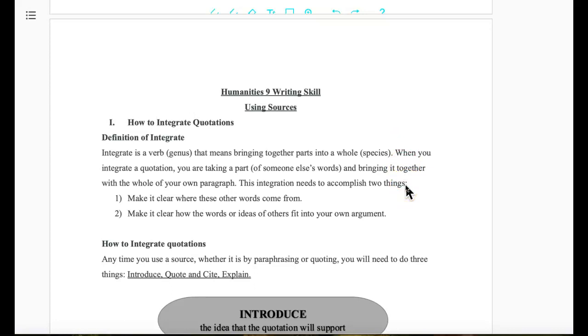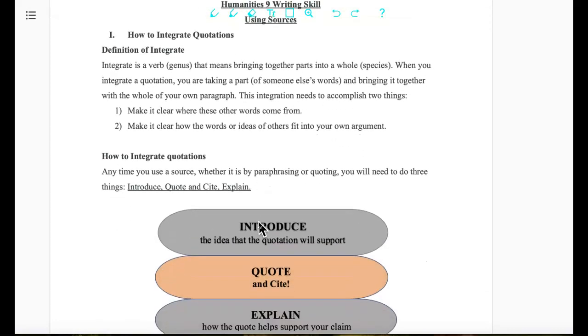This integration has to accomplish two things. First of all, it has to make it clear where these other words are coming from. And second of all, it has to make it clear, and this is very important, how those words, the words of someone else's, fit into your own argument. So notice there's two things that you're trying to do when you integrate a quotation into your paragraph. Number one, make it clear where these words come from. And number two, make it clear how the words or ideas of another person fit into your own argument. So let's talk about how you do that.